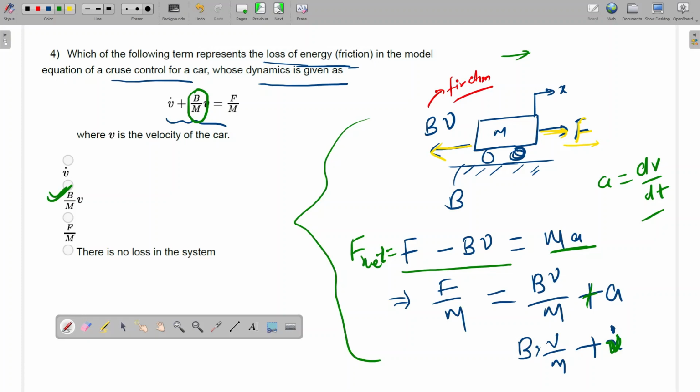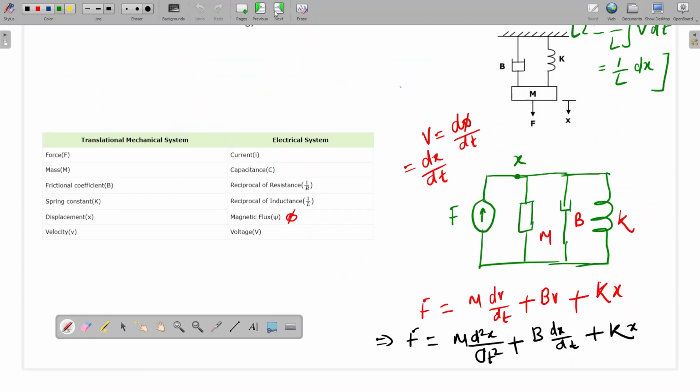Okay. So now coming to the modeling part, this will be the main thing today. In modeling, two methods are there: the force-current analogy and the force-voltage analogy. So how can we convert a mechanical system into an electrical equivalent? These are the tables.